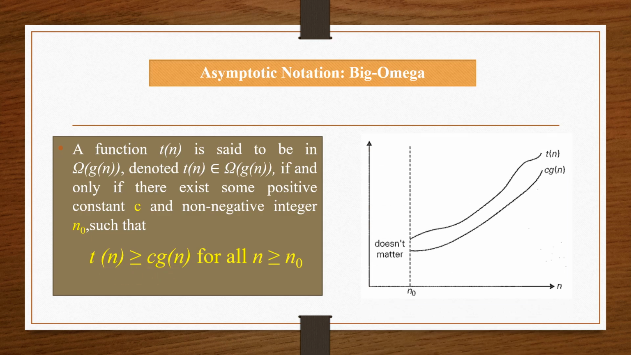So we have a similar type of graph. We are least bothered about the part which is represented as doesn't matter, and always this t of n will be greater than c into g of n. That is why t of n comes above c into g of n.